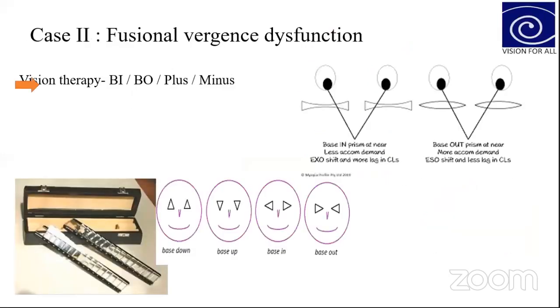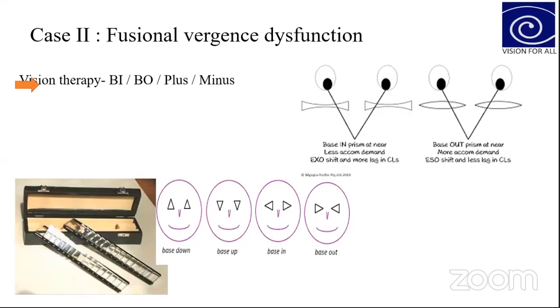Okay, so let's move to another case. The second case is fusional Vergence dysfunction, and as I said earlier, only vision therapy works in this type of condition. Here base in and base out, plus and minus, everything is affected. One thing we have to remember: if the patient has a Vergence disorder, it doesn't mean that we have to go only with Vergence therapy.